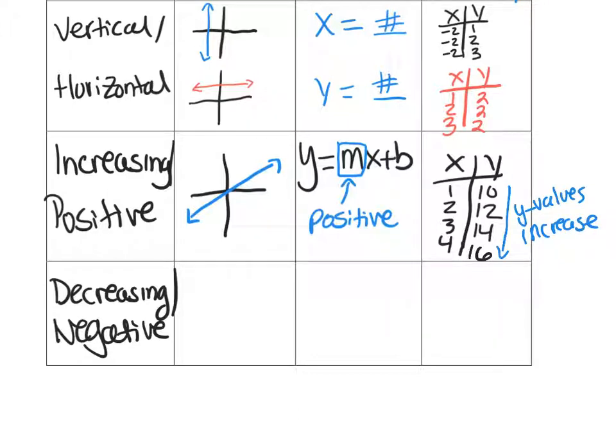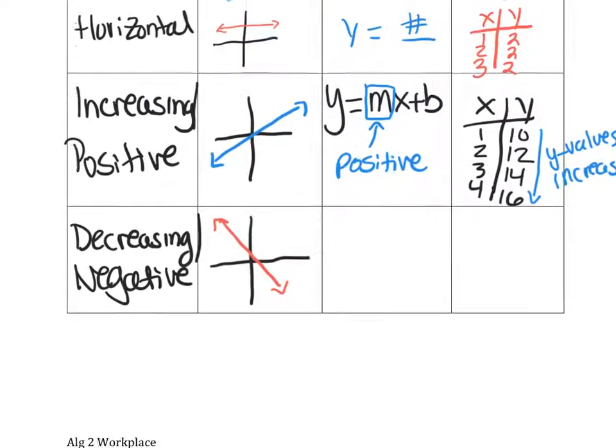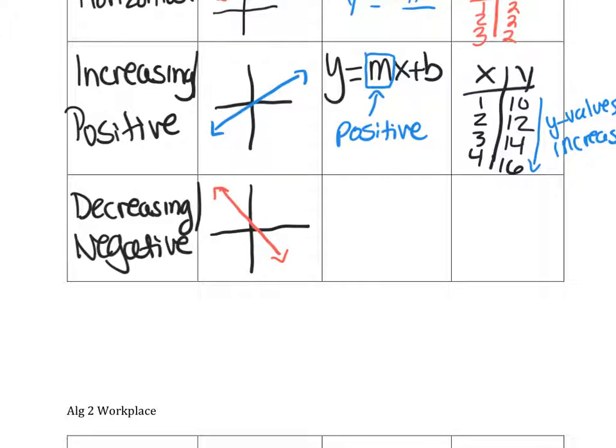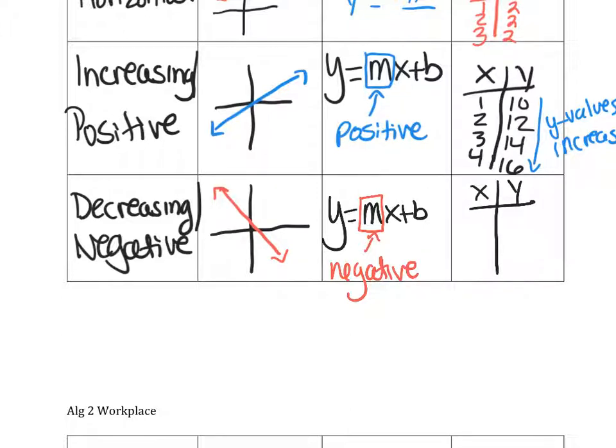Okay, so then with our decreasing or negative slope, it's basically all of the opposite here. So when we have our graph, our line would be decreasing as you go from left to right. In our equation, if m was a negative number, that would tell you we have a negative slope. And then for our table, if our y values were decreasing, that would tell us we have a negative or decreasing slope.